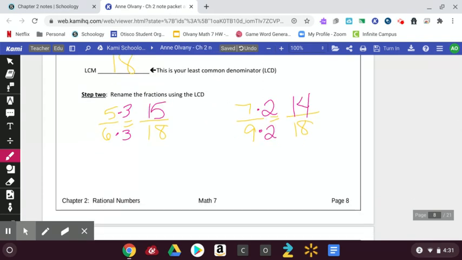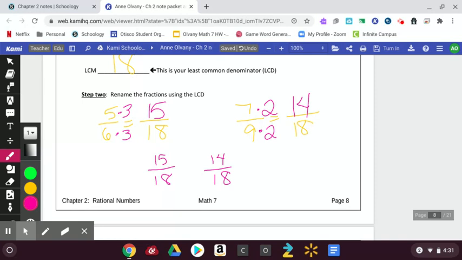Now you're comparing 15/18 and 14/18. Is 15/18 greater than, less than, or equal to? Well, if I ate 15 pieces, that would be greater. Notice that this mouth opens to the greater one. Yum, yum, yum. It's going to eat it right up like Pac-Man.